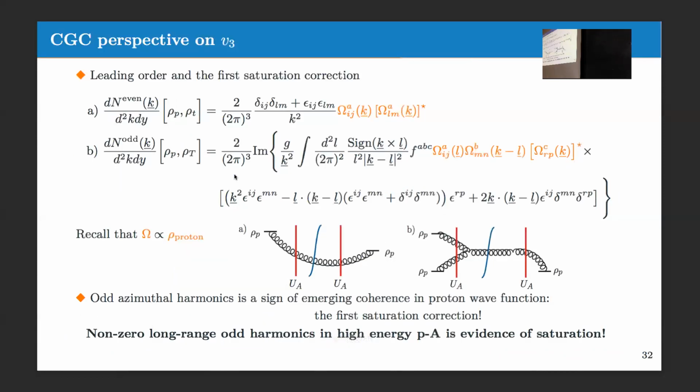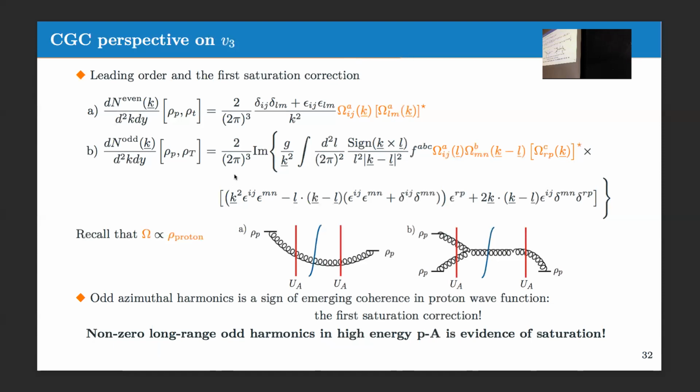Nevertheless, we can qualitatively study the different dependence of these different contributions to the odd and even azimuthal anisotropy. You remember that if we count the number of projectile sources, the odd azimuthal anisotropy is proportional to rho_p to the cubic power, because it originates from these diagrams. Well, it will eventually be squared, but this is nevertheless of a higher order than the contribution to the even part of the particle production.